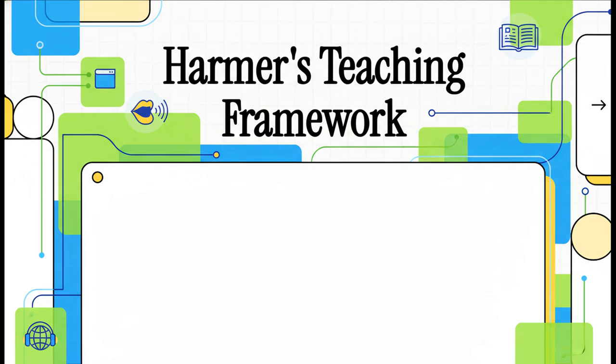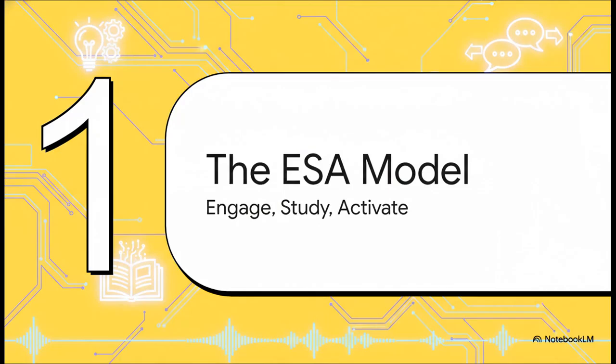All right, let's dive right into some really powerful teaching strategies, all coming from Jeremy Harmer's amazing framework. We're going to break down how you can structure your English lessons to make them way more effective. So at the very heart of Harmer's method is this brilliant little model. It's called ESA, Engage, Study, and Activate. Honestly, this is the building block for so many great lesson plans.